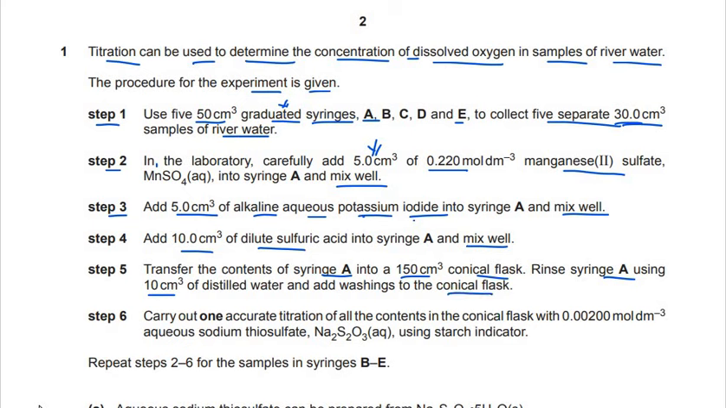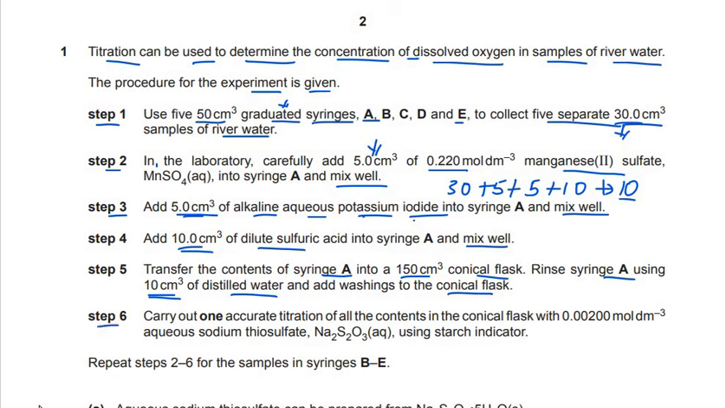So let's understand what we have done. We had taken 30 cm³ of the sample of river water. To that we added 5 cm³ of manganese(II) sulfate. To that we added 5 cm³ of potassium iodide and then added 10 cm³ of dilute sulfuric acid, and that we have transferred to the conical flask, and again we have added 10 cm³ of distilled water to the syringe, and then we are using that washing again and also adding it into the conical flask. So in all you can see that there is almost 60 cm³ of the total volume of river water in which we have also added different reagents.